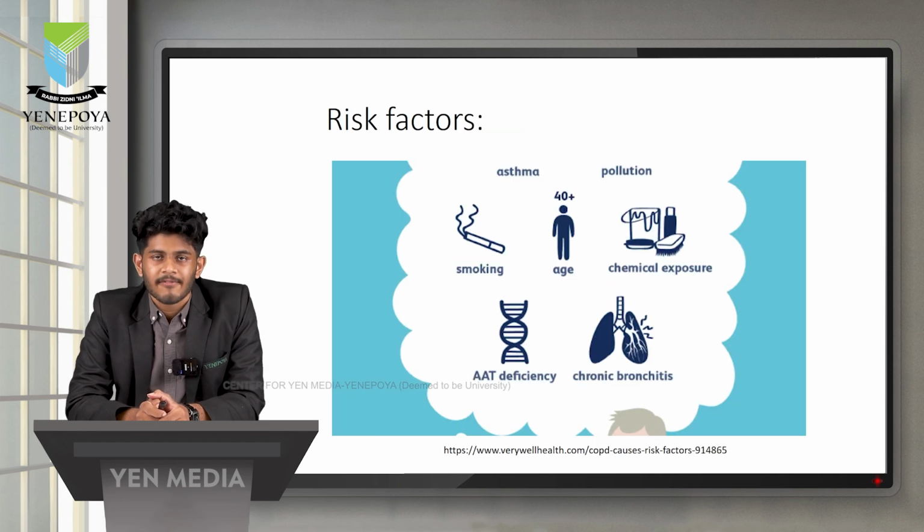Coming on to risk factors. Patients who are diagnosed with asthma, patients in constant exposure to pollution, also smoking, those who are over the age of 14 years, then chemical exposure, alpha-1 antitrypsin deficiency, then chronic bronchitis.